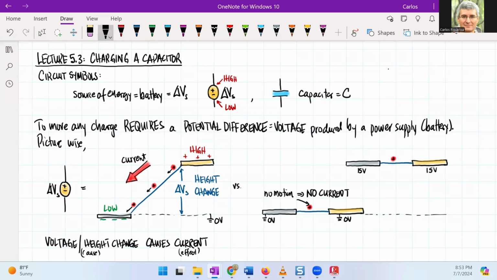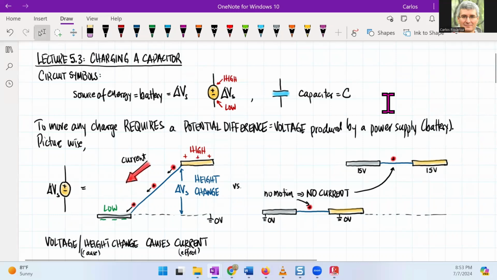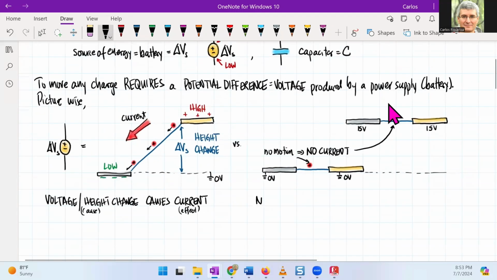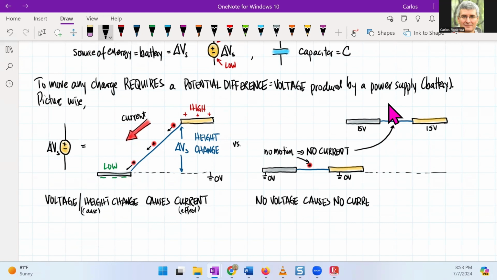In this situation here, I also have no current because there's no incline. So what I could say here is that if I have no voltage, in other words, no height change, so no voltage causes no current. So if you have no voltage, you can't have a current.